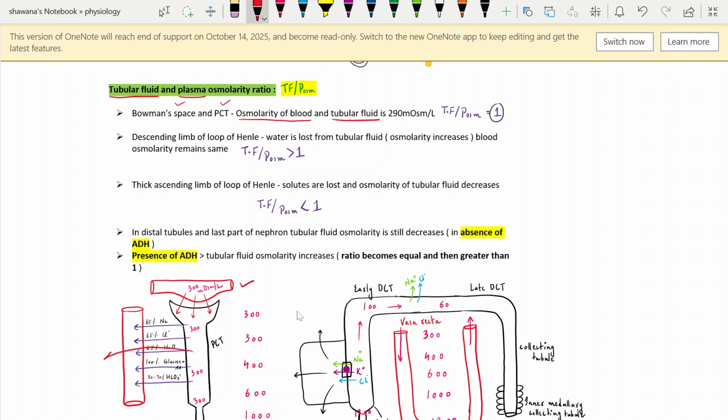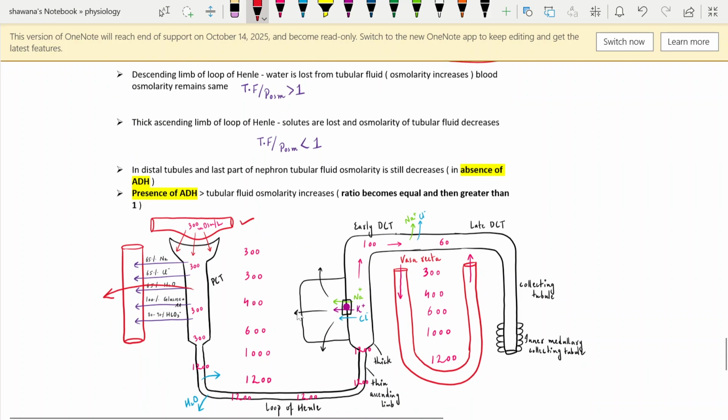In the proximal convoluted tubule, the reabsorption of water and solutes is iso-osmolar. It means that the same quantity of solutes and the same quantity of water has been reabsorbed in the PCT. So tubular fluid osmolarity is still 300, because the reabsorption is iso-osmolar. So what will be the ratio of tubular fluid to plasma osmolarity? It will be 1. 300 by 300 is 1.